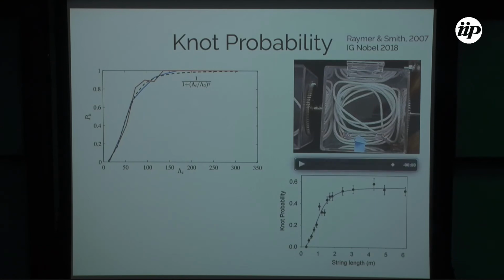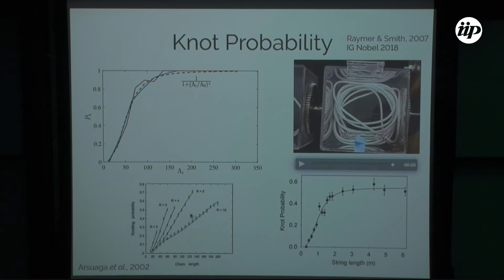Now, a rope being tumbled is a neat example, but maybe not quite as deep as looking at something like DNA. So these are very early Monte Carlo simulations of DNA molecules in a confined volume. And what they find is a similar sort of thing: very rapidly, depending on the length of the simulated DNA strand, the probability of finding a knot rapidly increases.